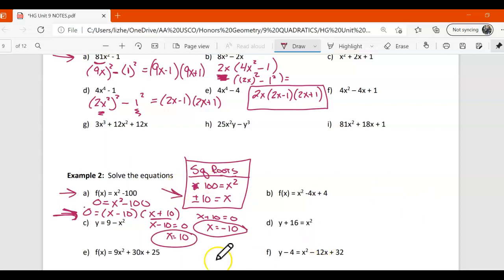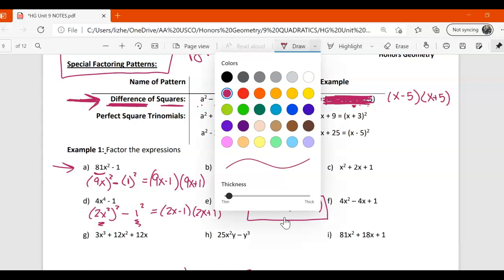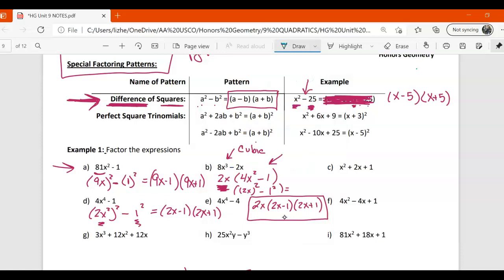Okay, let's go to the other special factoring pattern. This one might be a little bit more complicated, but please try to train yourself to see it, because it will really help you in the upcoming lessons and also next year. So these are called perfect square trinomials. First of all, let's talk about what that means. Perfect square means that there are going to be perfect squares in it. And trinomial means there are 3 terms. That's what a trinomial is.